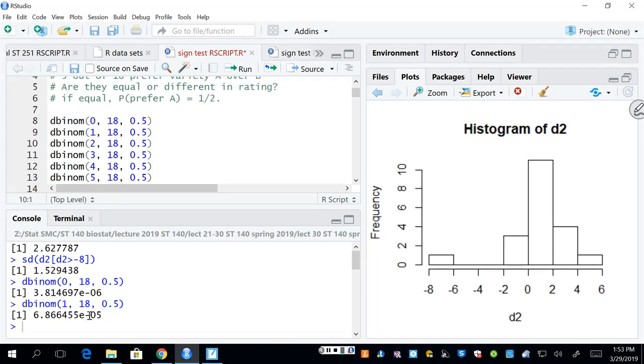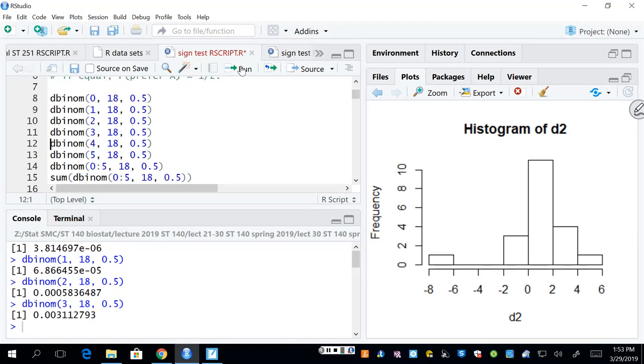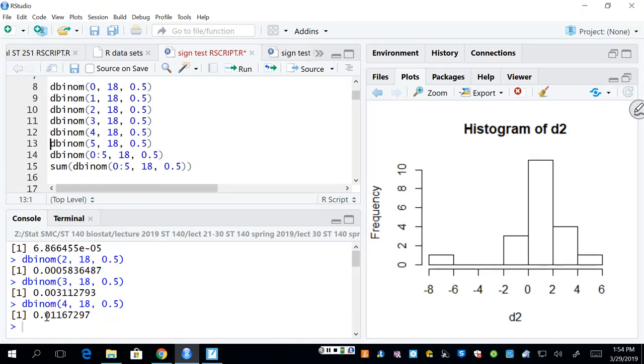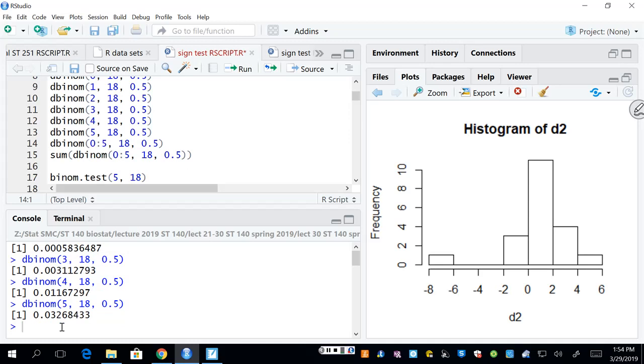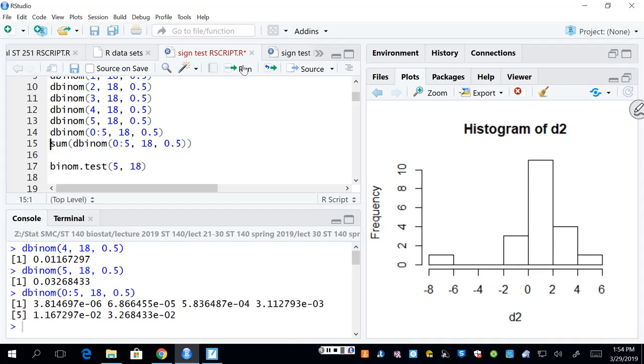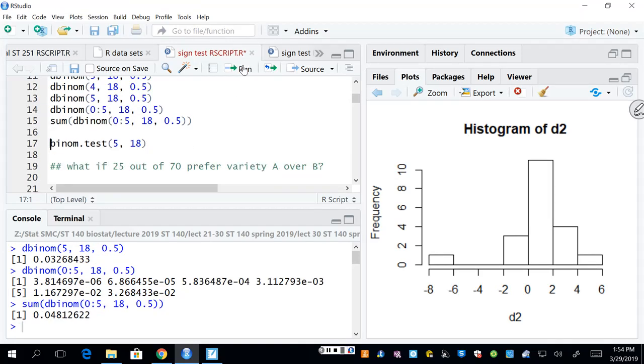This scientific notation means 0.00006, 8. Very, very small chance. 3, 2, 3, 4. There's a little bit of chance of 4, kind of a 3% chance of 5. That's all 6 of those numbers together. And if you add them up, there's a 0.48% chance you'd get 5 or less. 0.048 chance that you would get 5 or less.